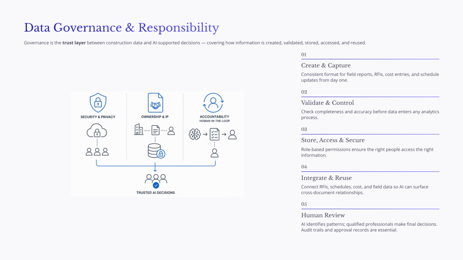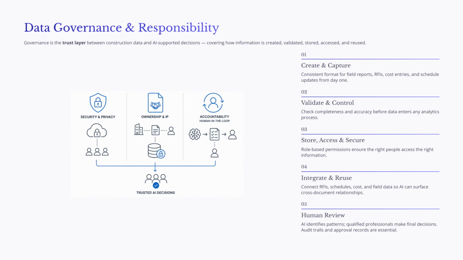The third responsibility is to store, access, and secure project information. Project data should be stored where authorized team members can find the current approved information. Access permissions should match project roles. A superintendent, project manager, safety director, subcontractor, owner, and designer may not need the same level of access.